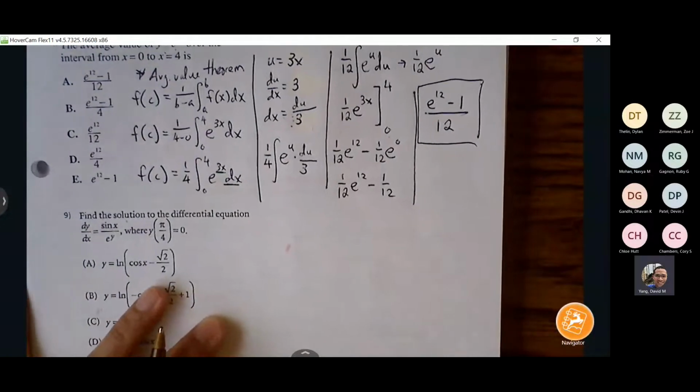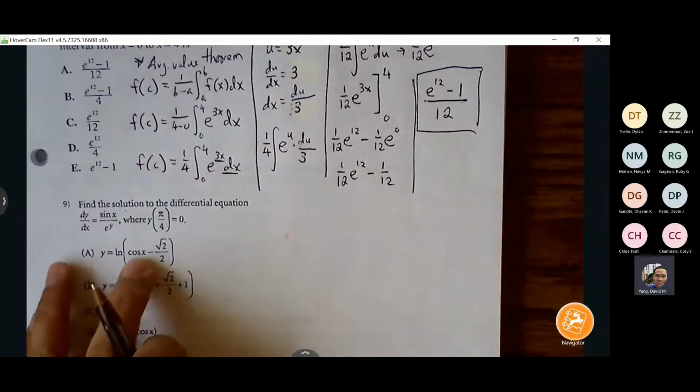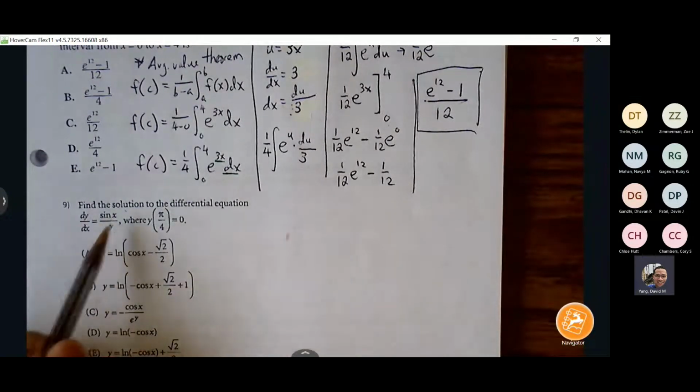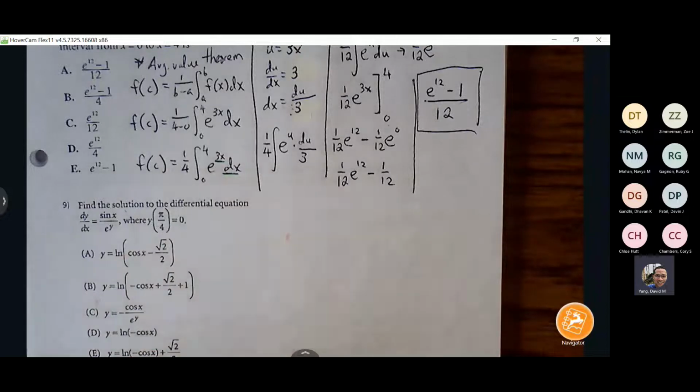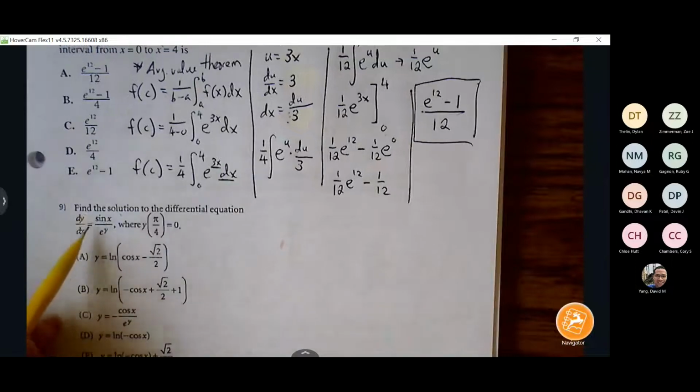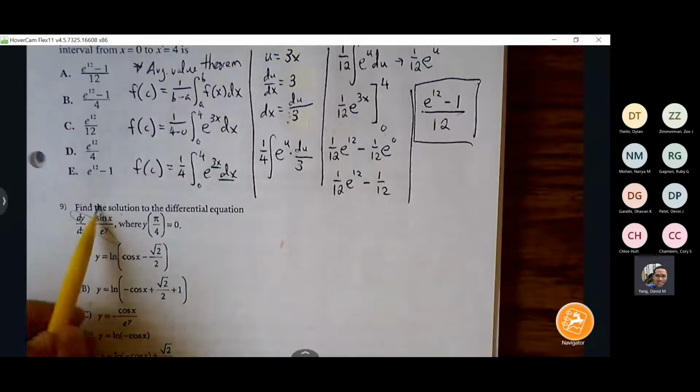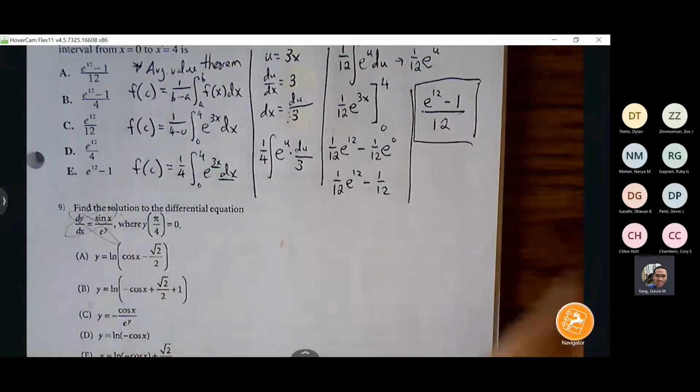Number 9, find the solution to the differential equation. So we know our process here: cross multiply, separate the variables, take the antiderivative, plus c shows up, plug in the ordered pair, get that c value, and then see if we can solve for y. Okay, cross product, just to get things started.